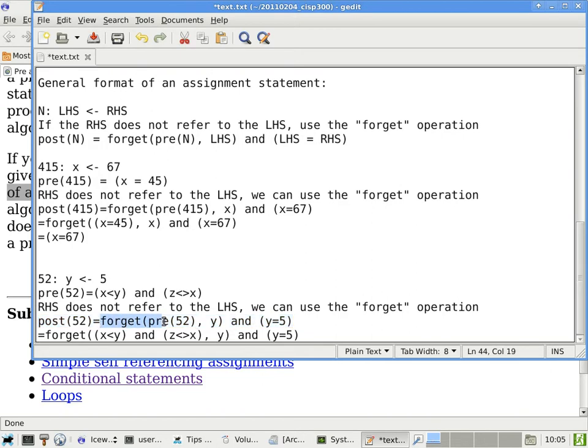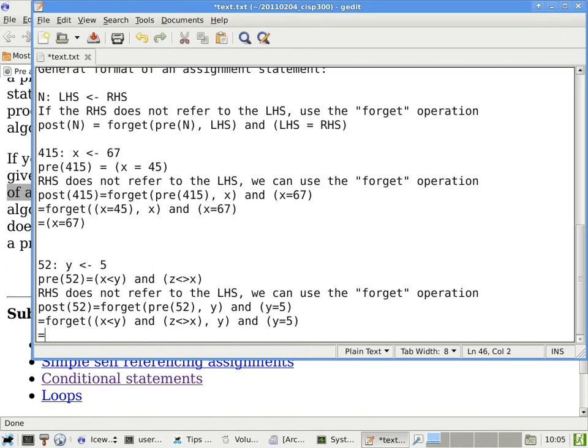Going from this step here to the second step is also easy because all we are doing is to expand pre-52 to exactly what it was defined as. But it's a very step-by-step process. You can see that I do not jump any steps. For each step, I only do one simple operation.